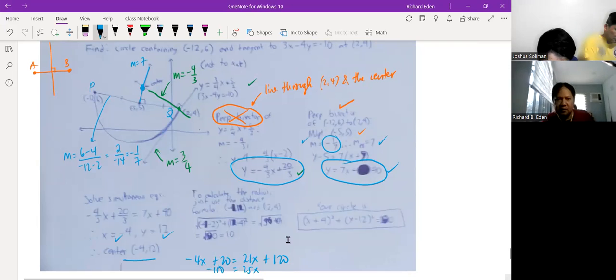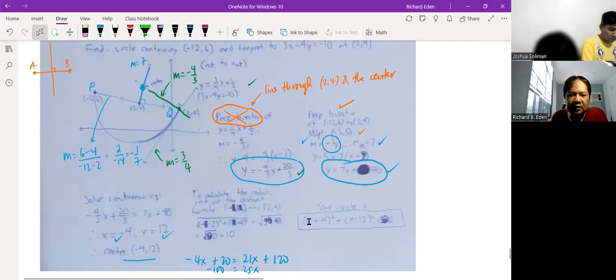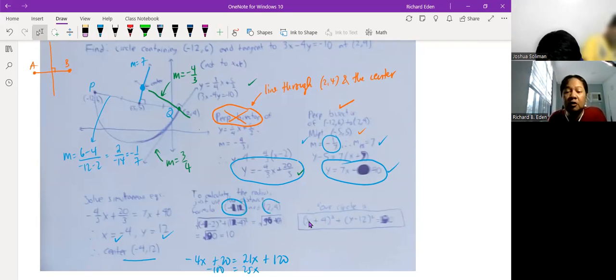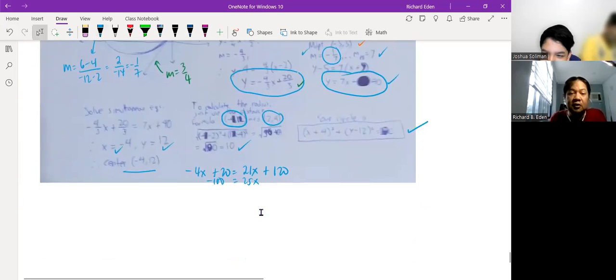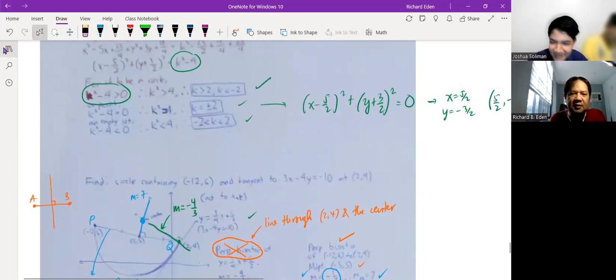And then to find the radius, we calculate the distance of the center, -4, 12, from 2, 4. So we have 36 plus 64, 100. The square root is 10. So x plus 4 quantity squared plus y minus 1 quantity squared equals 100. And that's the correct equation for the circle. All right. Okay.